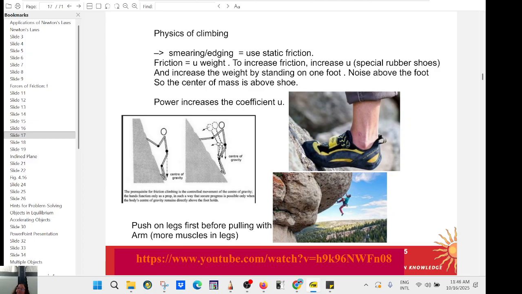And then you need those special, very expensive shoes to increase the coefficient of friction, and you put on some powder. And then you have to push with your legs, right? Because you want to use the quads, since you don't have much muscle in the arms, and then you pull with the arms.